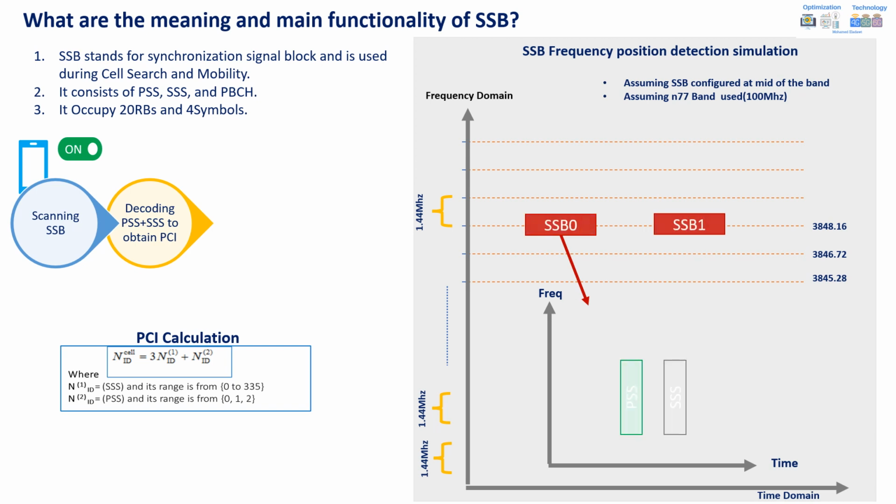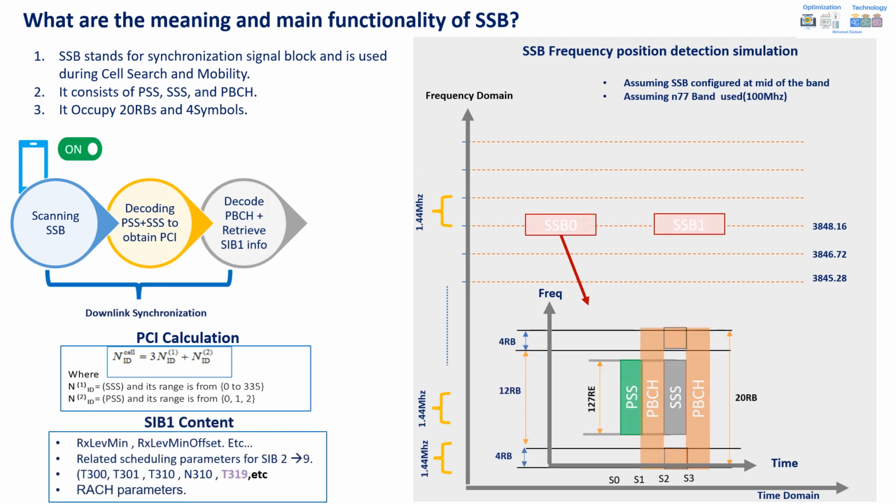After the UE detected the SSB location, it will start decoding PSS, primary synchronization signal, then SSS, secondary synchronization signal, in sequence to acquire and obtain the PCI, primary cell ID. Then the UE will decode PBCH, physical broadcast channel, to obtain and retrieve MIB, master information block, and SIB1, system information block type 1 information, which is needed to complete the initial access.